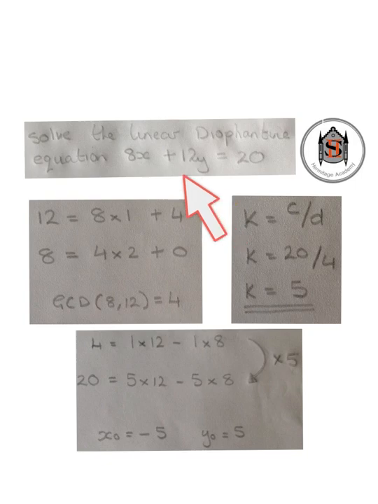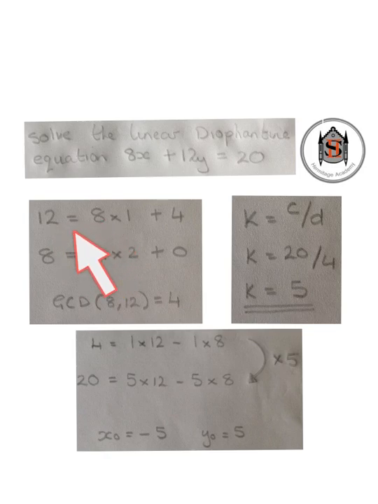So in this question, we want to solve the linear Diophantine equation 8x + 12y = 20. Now, to solve this question, we want to start by finding the greatest common divisor between 8 and 12. To find the greatest common divisor, we start with the bigger number, which is 12 here, and work out how many times 8 goes into 12.